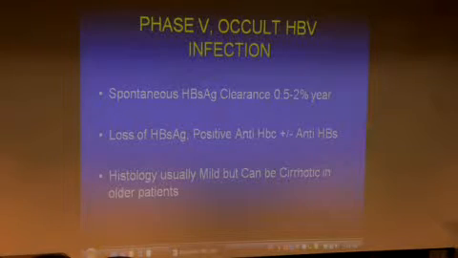And in the last phase, the so-called occult phase, we know that hepatitis B tends to spontaneously clear in all carriers about 0.5 to 2% a year. They lose the hepatitis surface antigen, but they remain core positive and anti-HBs positive, some of them. The histology in these patients is usually mild and the liver is usually very good, and you consider most patients to have been cured of the virus. But in older patients, there is a small subset of patients who tend to be cirrhotic.